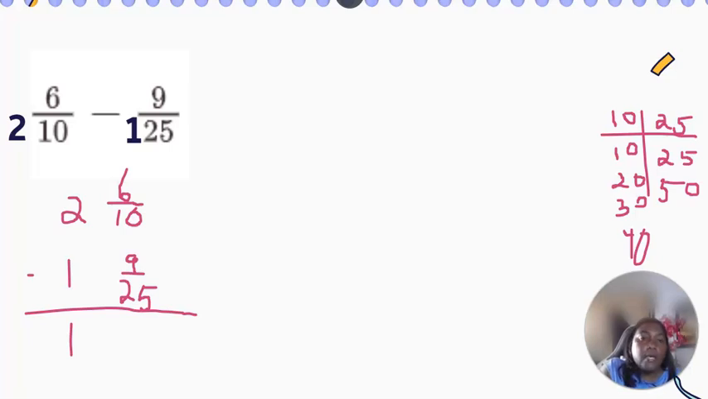All right. Now, how do I get from 10 to 50? Well, I know that I multiply times 5. Whatever I do at the bottom, I also do at the top. And I know that 6 times 5, that equals 30.